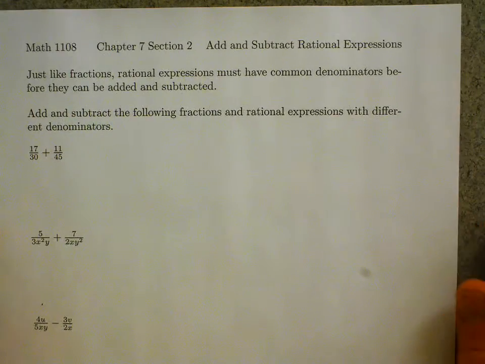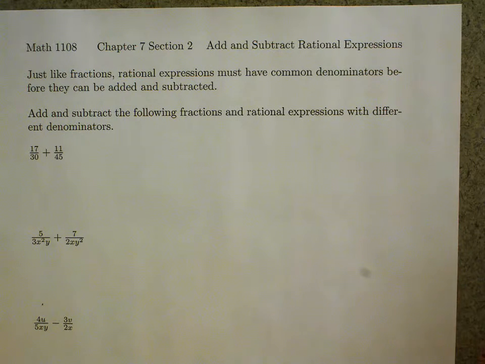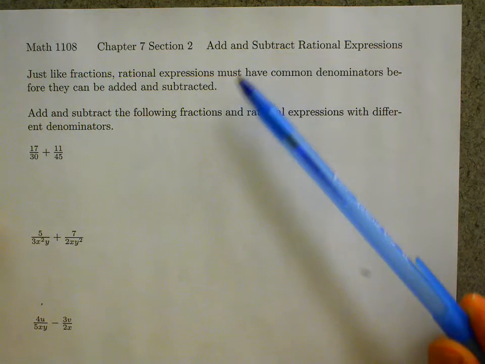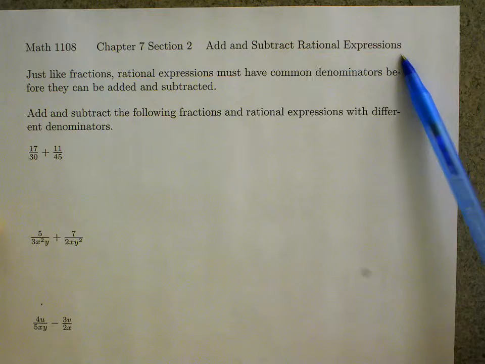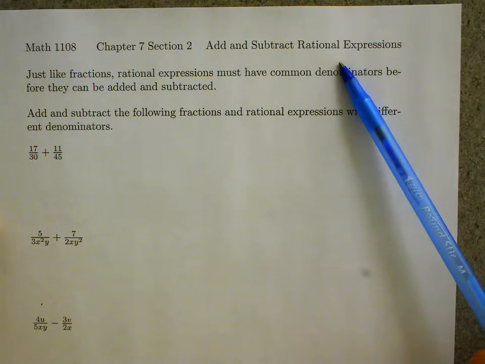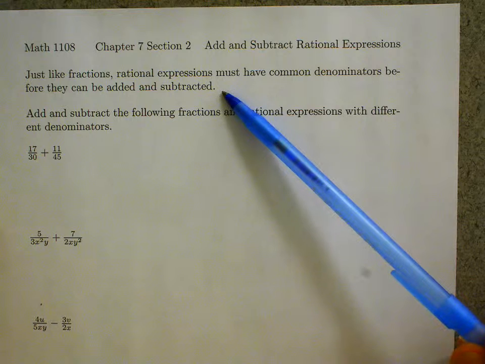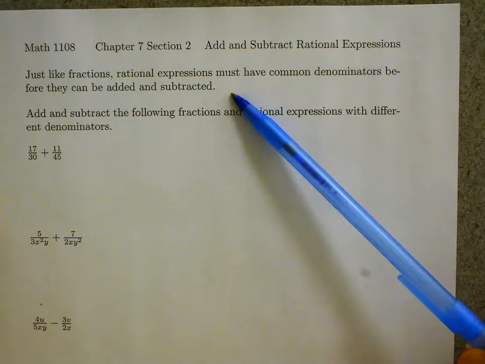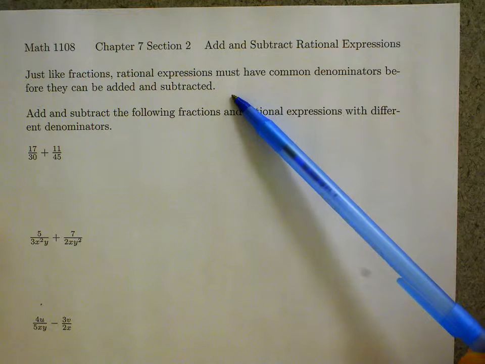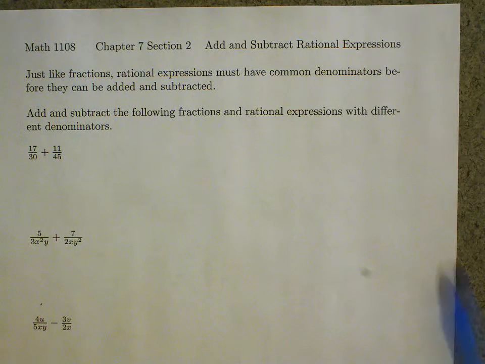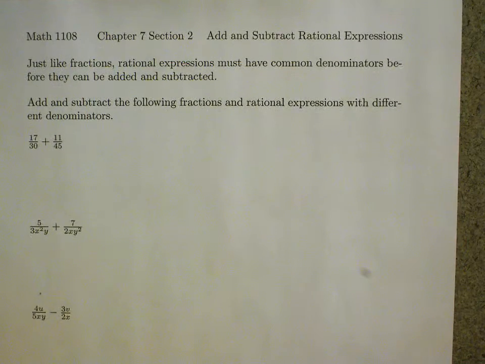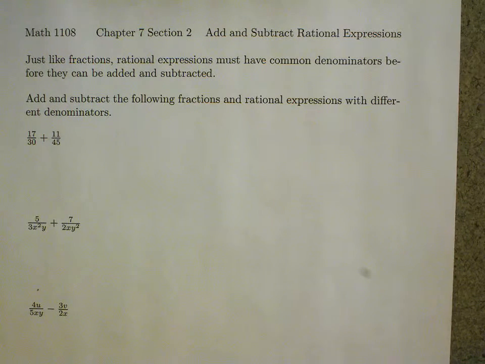So Chapter 7, Section 2, we review adding and subtracting fractions or rational expressions. Just like fractions, rational expressions must have common denominators before they can be added and subtracted. So we'll look at some examples where we add and subtract fractions as well as rational expressions.